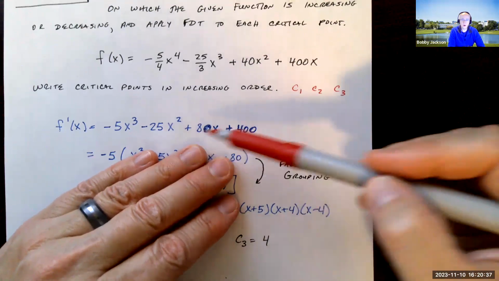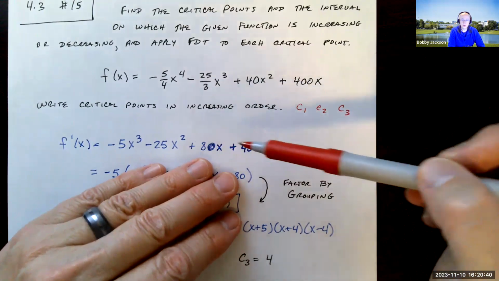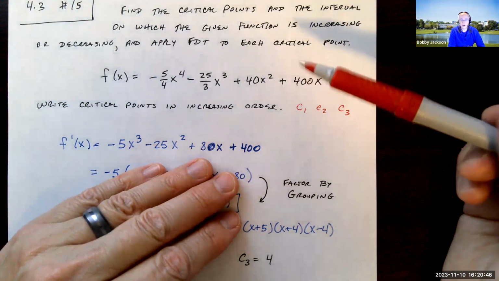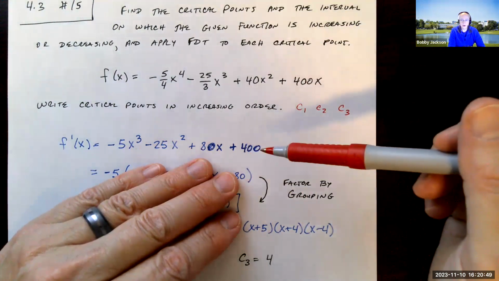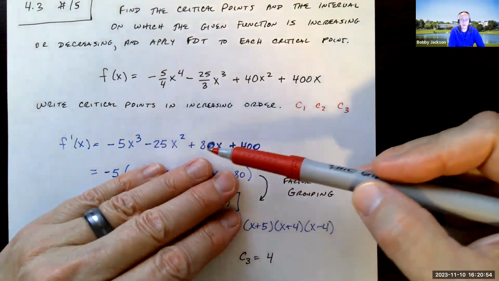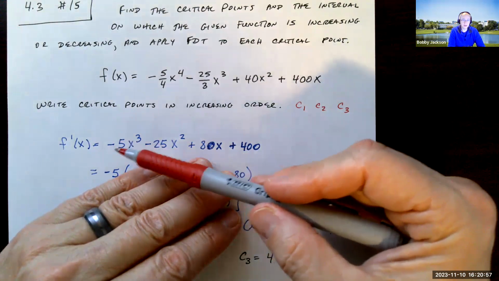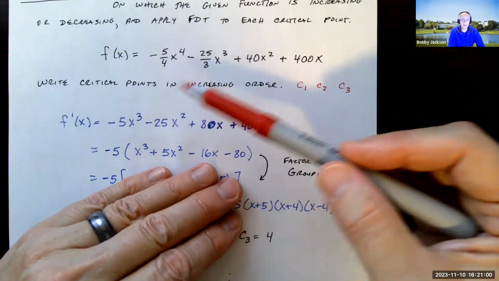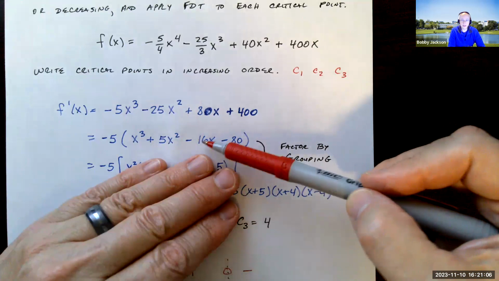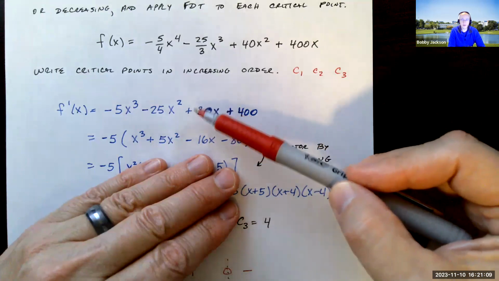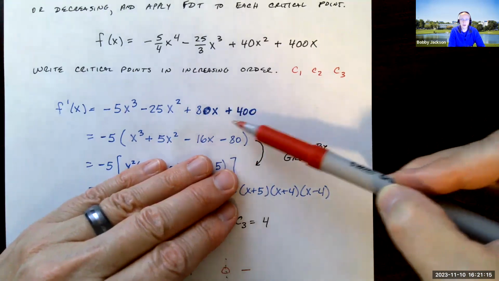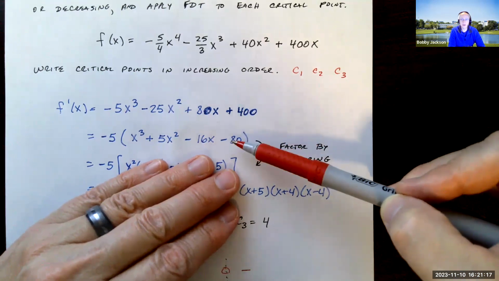So to find out, our critical points are what? Where the derivative is 0 or undefined. So it's clearly never undefined because this is a polynomial and it's defined for all real numbers. But to find out where it's 0, we would want to factor. So I first note that there is a GCF of 5. I'm actually going to factor out a -5 because this first one's negative. So when I factor out that -5, I'm left with x cubed plus 5x squared. Notice it's -16 because I factor -5 out of a positive 80. That leaves -16x. And then -5 factored out of positive 400 is -80.